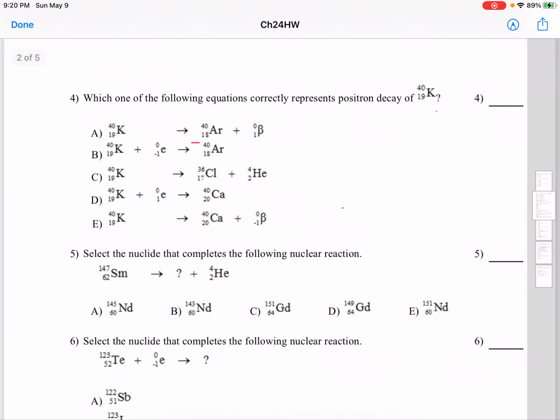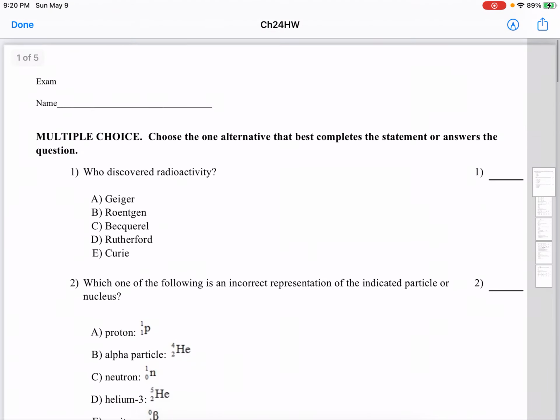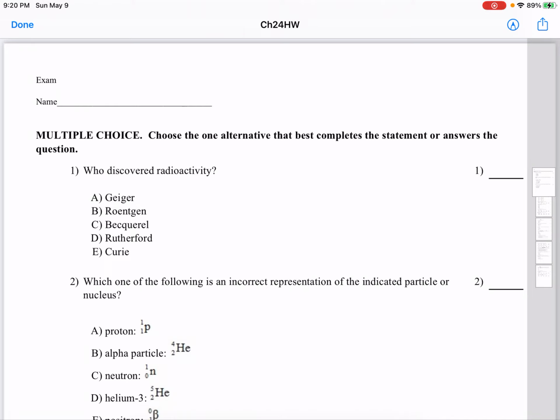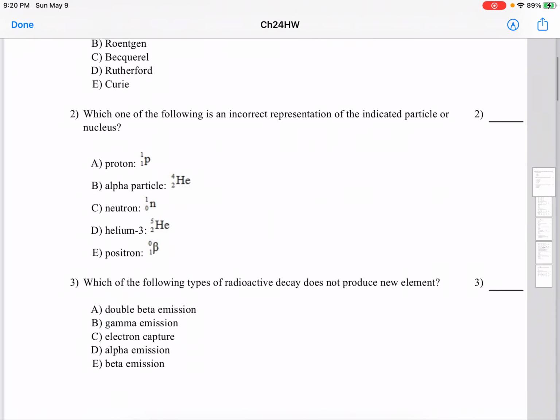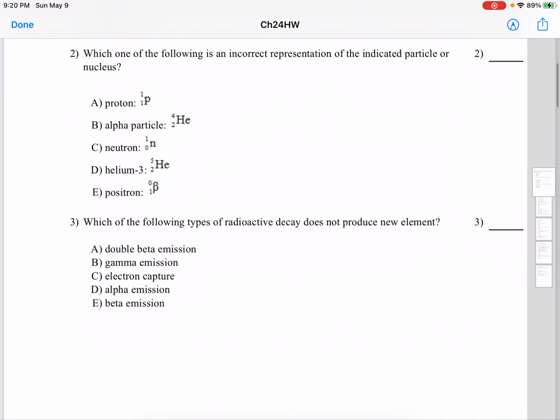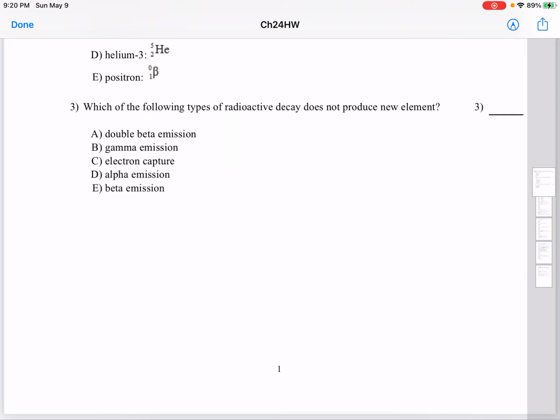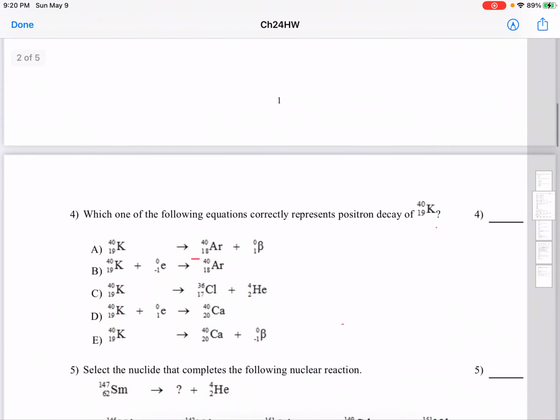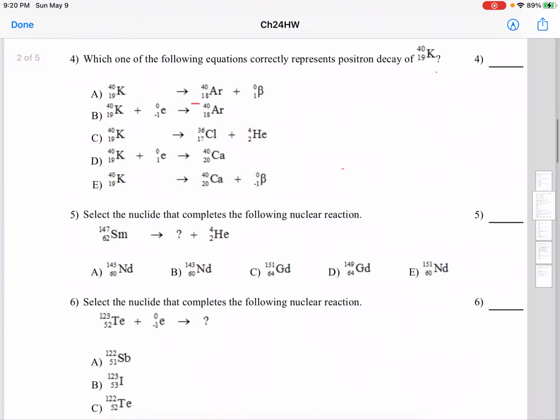Chapter 24 homework. Okay, first one, who discovered radioactivity? Geiger, Röntgen, Becquerel, Rutherford, Curie. You guys can find out that. Okay, which of the following is an incorrect representation of the indicated particle or nucleus? You guys can figure that one out too. Number 3, which of the following decay does not produce a new element? You guys can do that too. Which one of the following equations correctly represents positron decay of potassium 19?